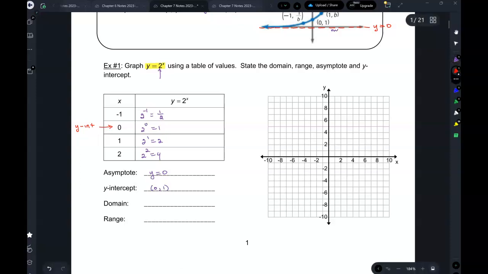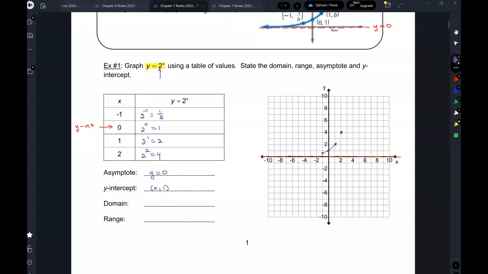Okay, let's go ahead and start graphing this. I put down the asymptote first. If your asymptote falls on the x-axis, you have to make it visible. So it's okay to go a hairline above to make it visible. Just a tad bit above. All right. So now let's go ahead and graph this. At negative 1, we're at a half, then 1, then 2, then quickly to 4.